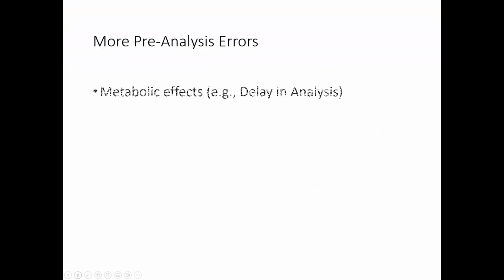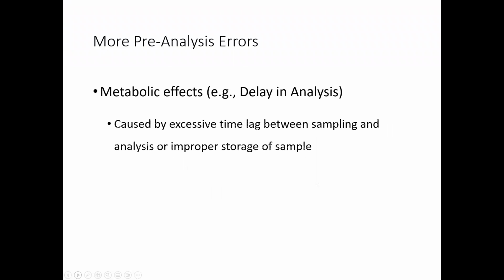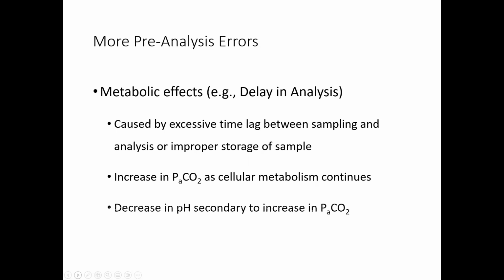A little bit more on pre-analytic errors, so metabolic effects, delay in analysis, etc. Caused by excessive time lag between sampling and analysis and improper storage of the sample. The increase in PaCO2 is due to cellular metabolism. Think about what happens. CO2 is a byproduct of metabolism. If it's not iced, this metabolism is actually happening. Decrease in pH secondary to what's happening in the PCO2. Decrease in PaO2 as the cells use up oxygen.